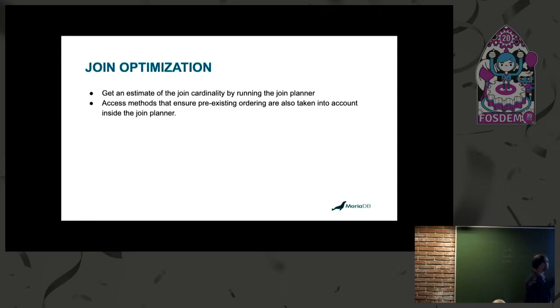So to push the limit, first you need the estimate of join cardinality. So we run the join planner once to get the estimate of join cardinality currently. Also you have access methods like indexes that I was talking about that already have all the records ordered. So these are also considered during the join planner stage.